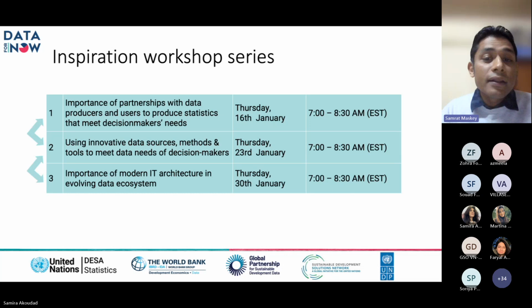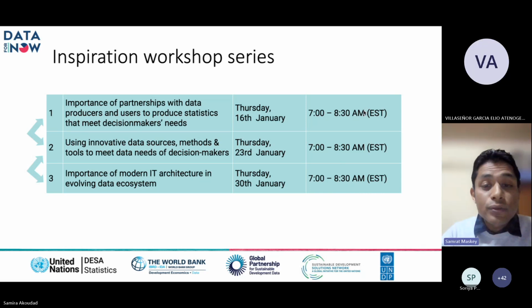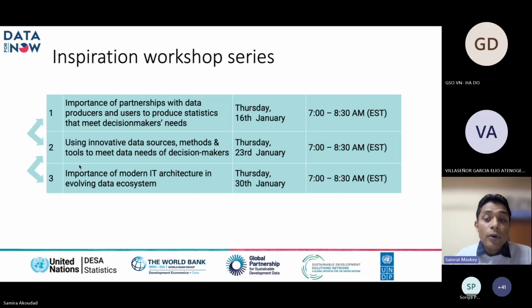The first workshop highlights the impact of partnership with data producers and users to produce statistics that meet decision makers' needs, and showcases examples from countries on how they are leveraging partnerships to produce relevant statistics. The second workshop focused on using innovative data sources and methods to produce statistics based on the decision makers' needs that we identified in the first session. And then this third and final workshop will highlight the importance of IT architecture to manage the data lifecycle of innovative data sources, methods and technologies.